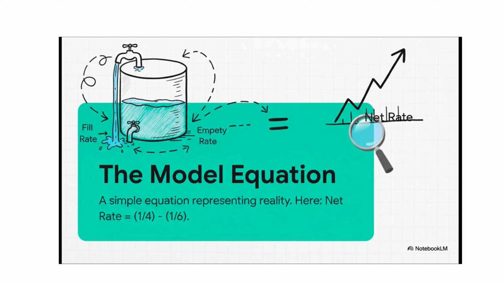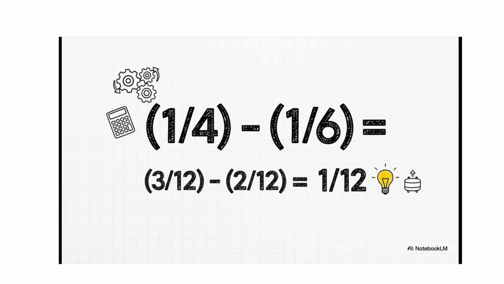And this is what's so cool about it. The whole drama of the tank filling up and draining out boils down to this one super clean equation. The net rate is just the fill rate minus the empty rate. Simple as that. That's our model. Step 3. And honestly, this is usually the easy part. We've already done the heavy lifting with the translation. Now we just have to do the arithmetic.